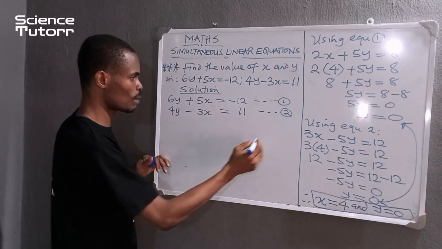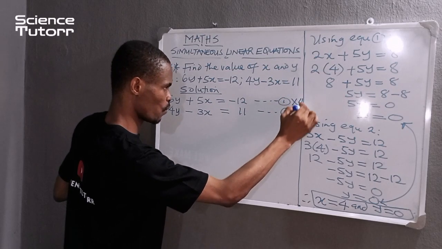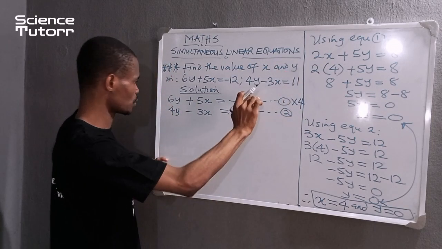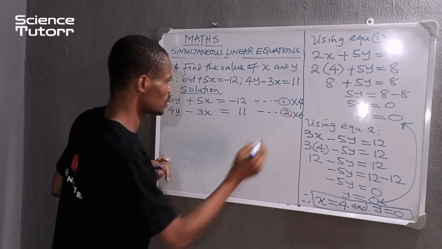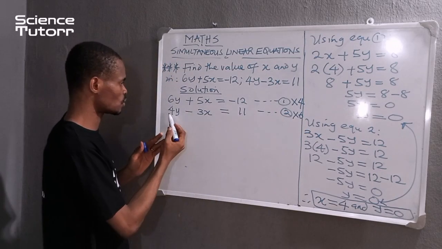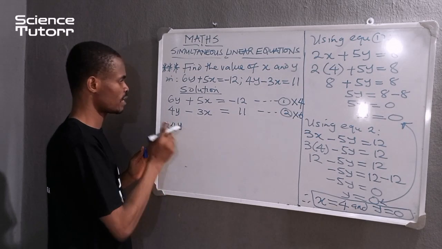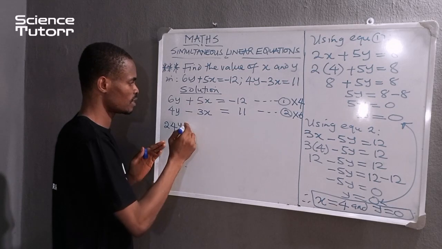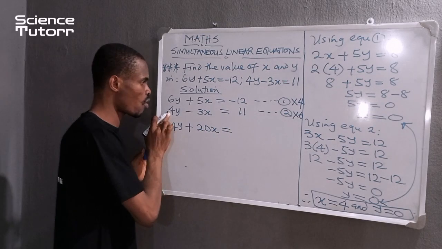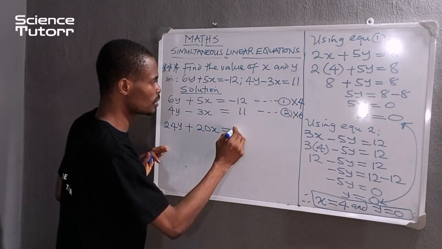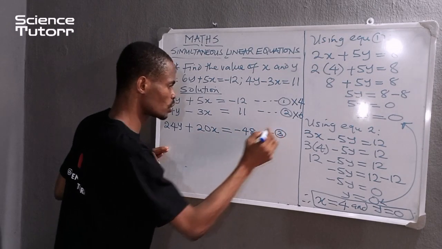I've decided to use 4, so I'm going to say equation 1 times 4, and equation 2 times 6. This 4 multiplies everything. So I have 4 times 6 giving me 24y, 4 times 5 giving me 20x is equal to 4 times minus 12 giving me minus 48. So this will be called equation 3.